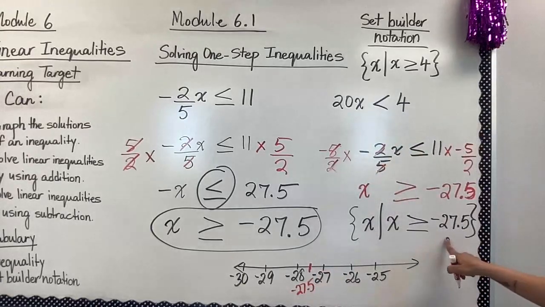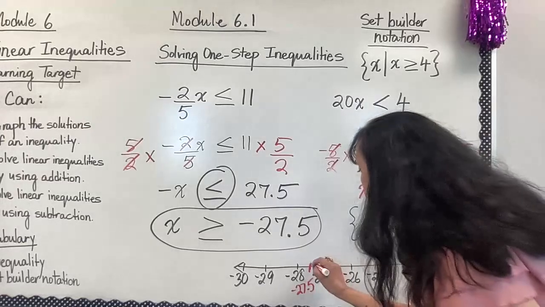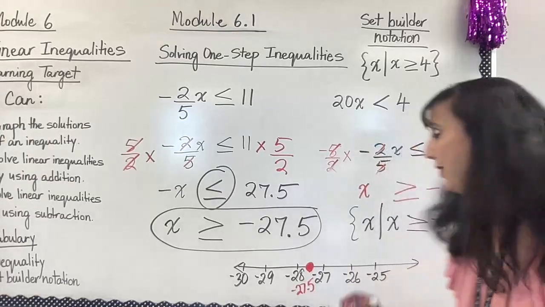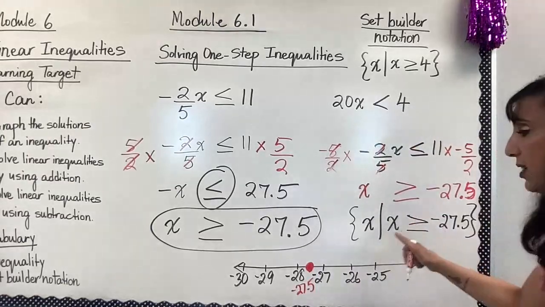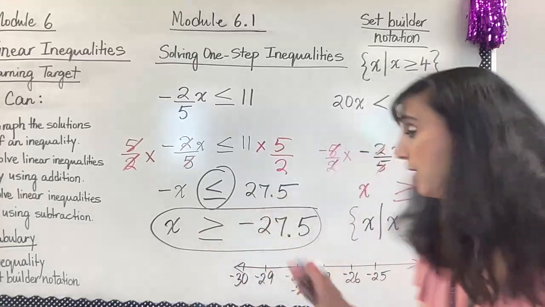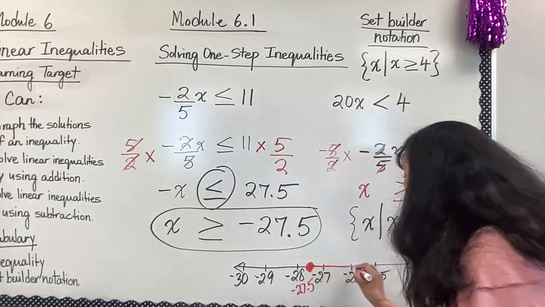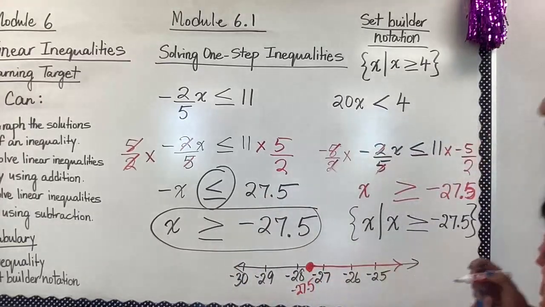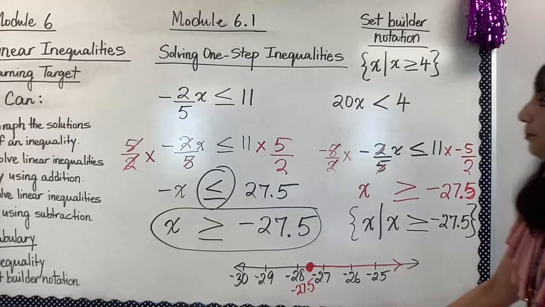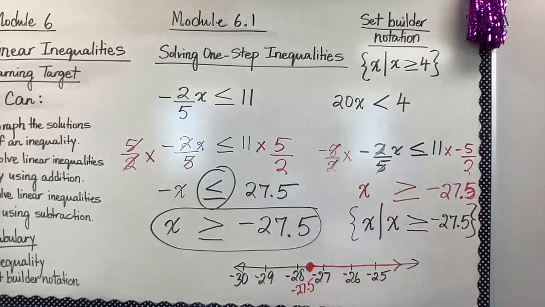And we know that it's equal to this, so this is going to be a closed circle, right? And then x is greater than, so everything to the right on the number line is greater. So my arrow is going to go in this direction. That's my solution of this inequality. And that's how we solve this.